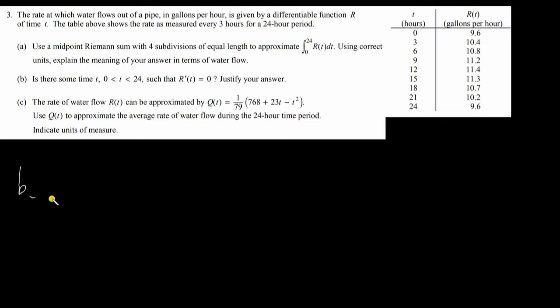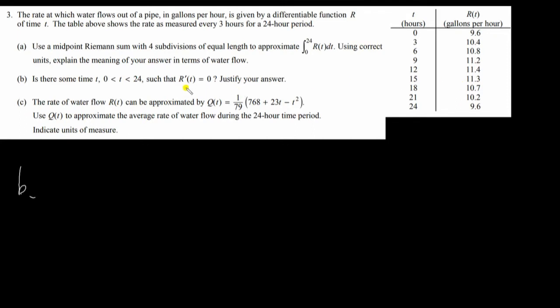Okay, so part B: is there some time t where 0 is less than t is less than 24 such that r prime of t is 0? Justify your answer. Again, there's no nice function r that we can differentiate and set equal to 0 to easily figure this out. So we're going to have to use a little bit of logic.